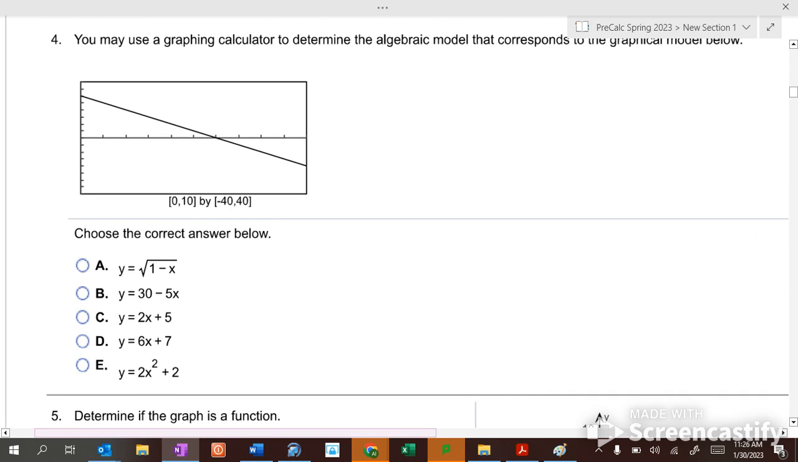Which graph is this? Well, what does a square root function look like? Well, it looks kind of like that, right? Okay. 30 minus 5x could be because we have a negative slope, so that would work. This is a positive slope. This is a positive slope. This is a parabola, so 30 minus 5x.